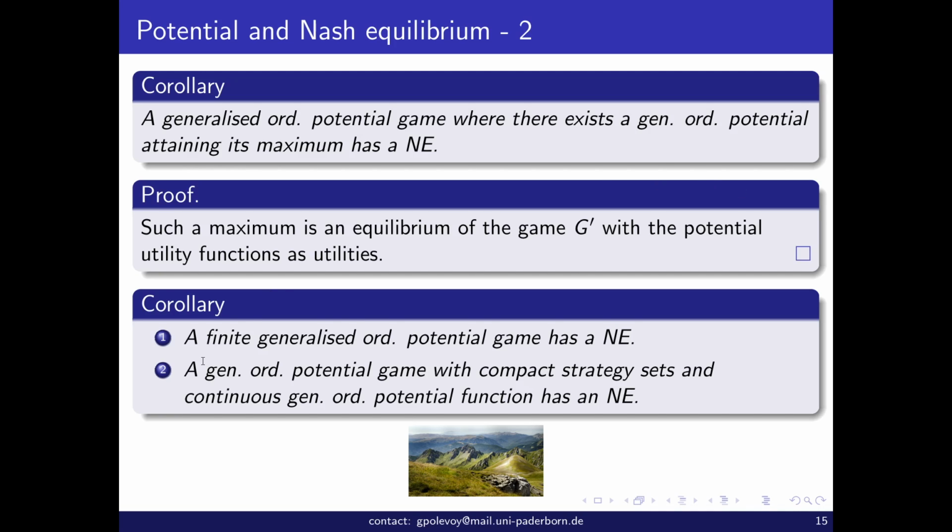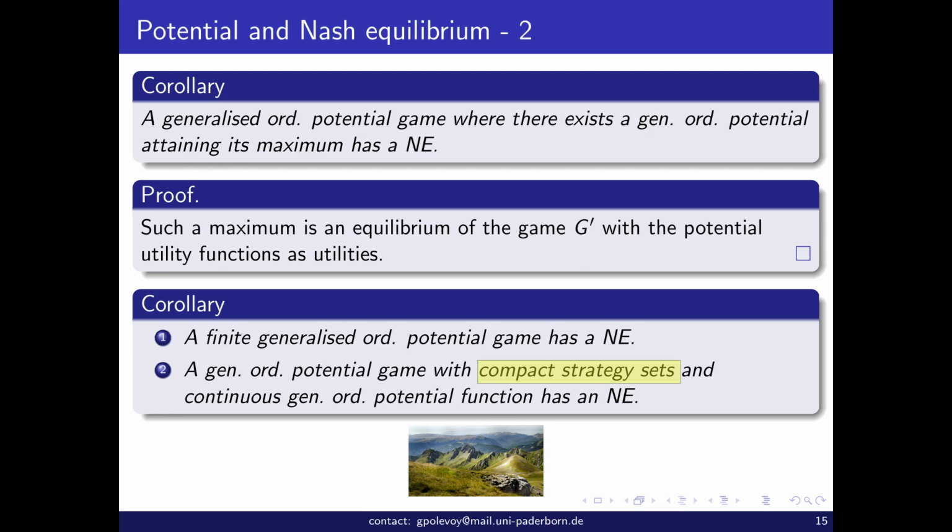from basic topology, you may know that if the strategy sets of the generalized ordinal potential game are compact according to some topology, for example, in the case of the strategies being real sets, being compact means that they are closed and bounded. That's not very important for this course, but we need that. We will study that at some point. If you don't know actually what it is, please look it up. If you need, please ask me.